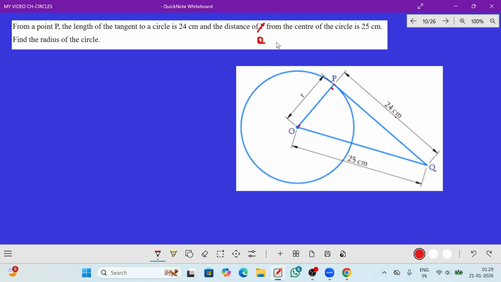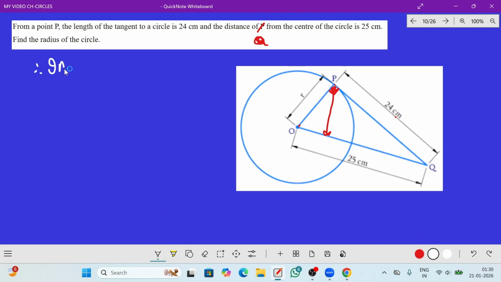The distance of the point Q from the center of the circle is 25 centimeters. There is a printing mistake here. This should be Q. So he's asking to find the radius of the circle. Same way, we know that this is the radius and this is the tangent. There is a 90 degrees formed here, so this became a right angle triangle. Right angle opposite side is the hypotenuse. Therefore, apply the Pythagoras theorem.